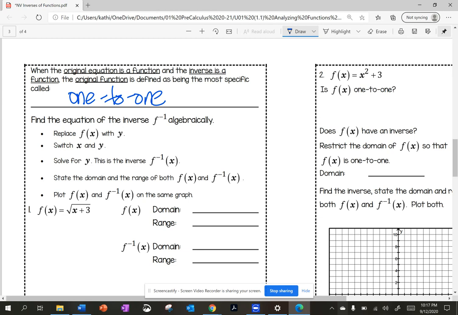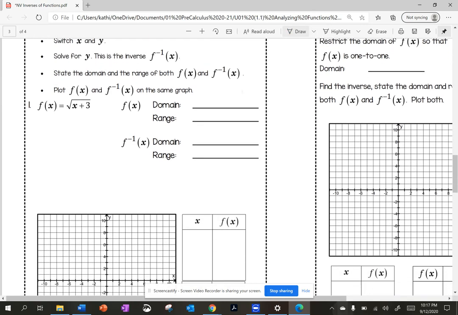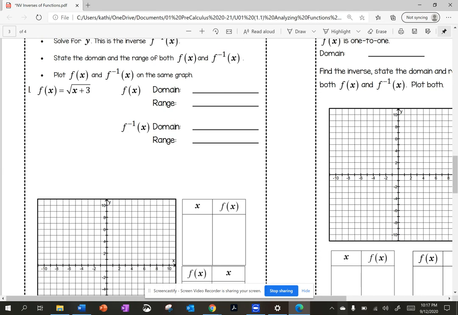Okay, so I'm starting out with my function. My function is f of x equals the square root of x plus 3. So the first step says replace f of x with y. So y equals the square root of x plus 3. Next it says switch x and y. So I'm going to switch x and y. So x equals the square root of y plus 3.